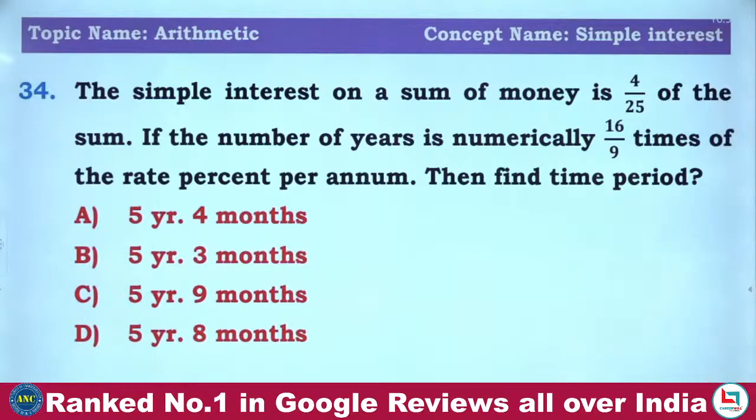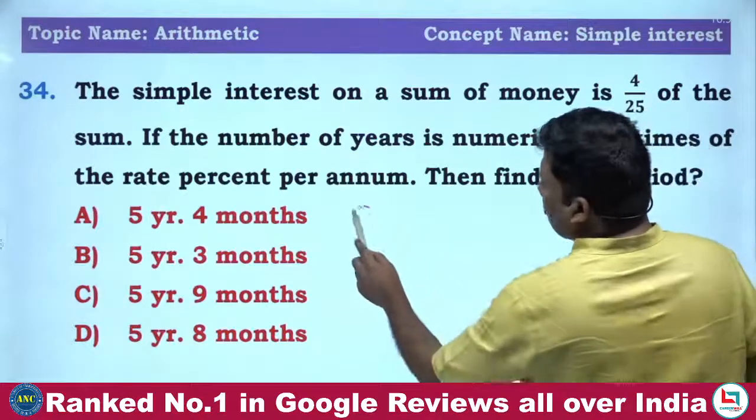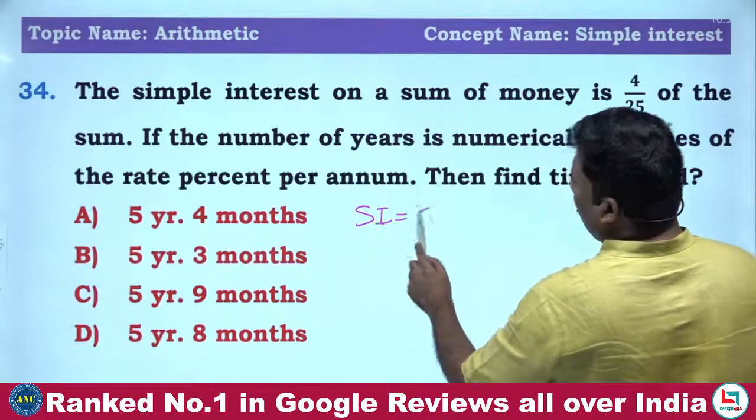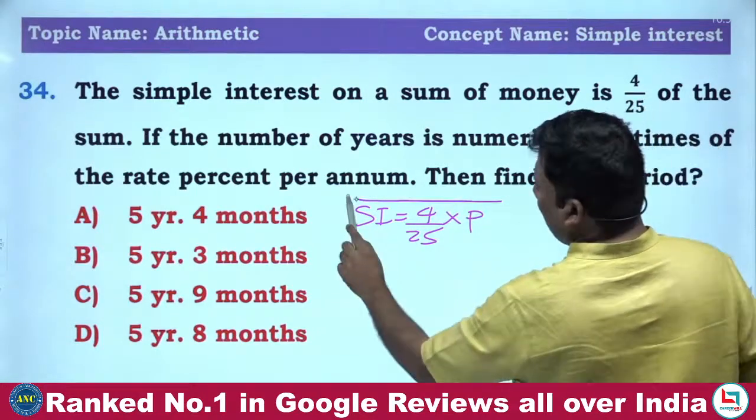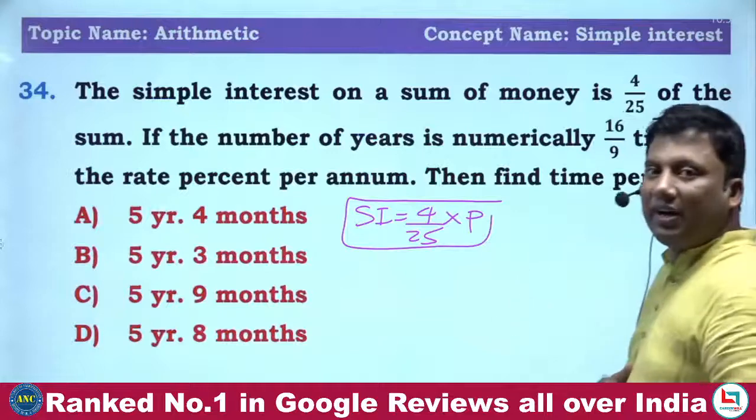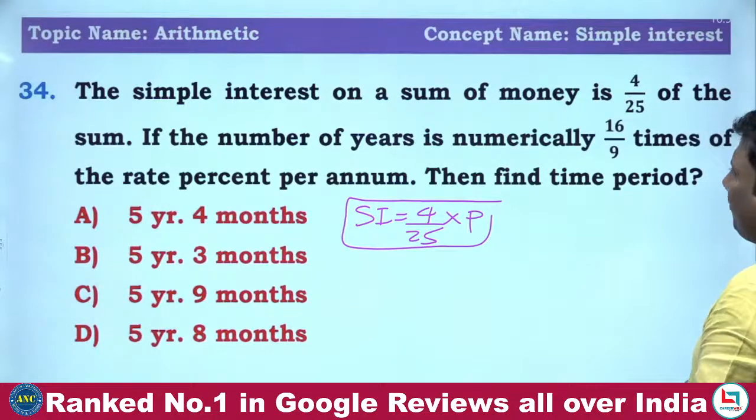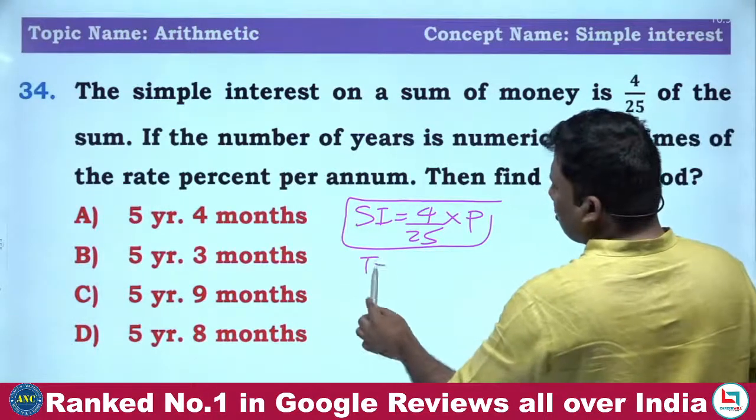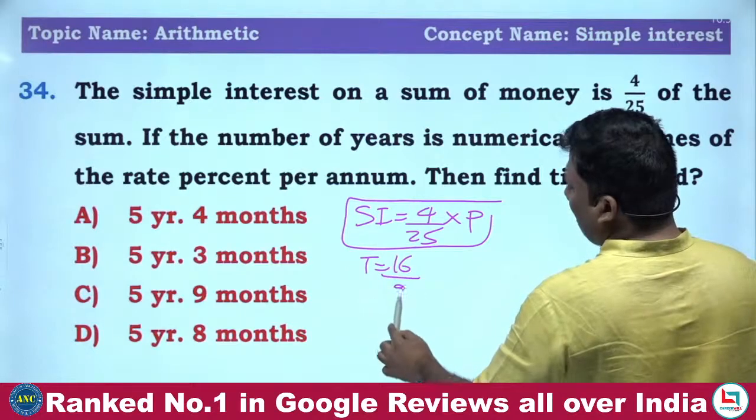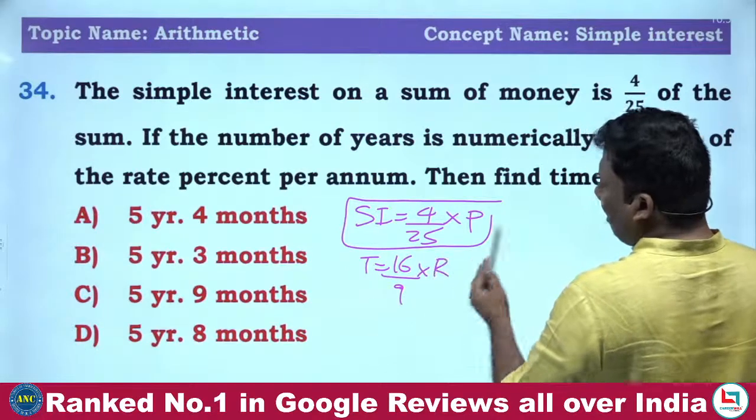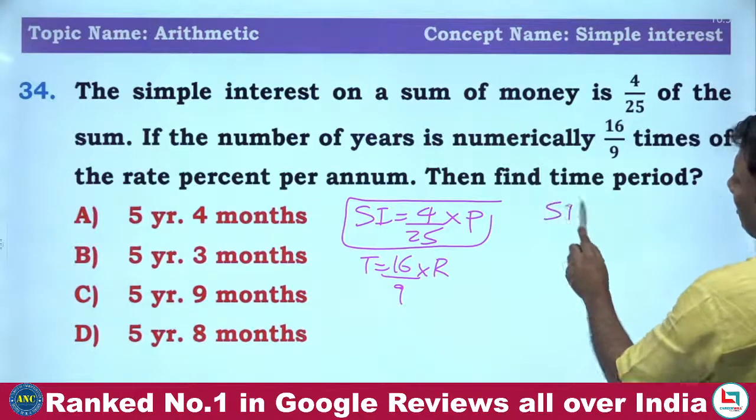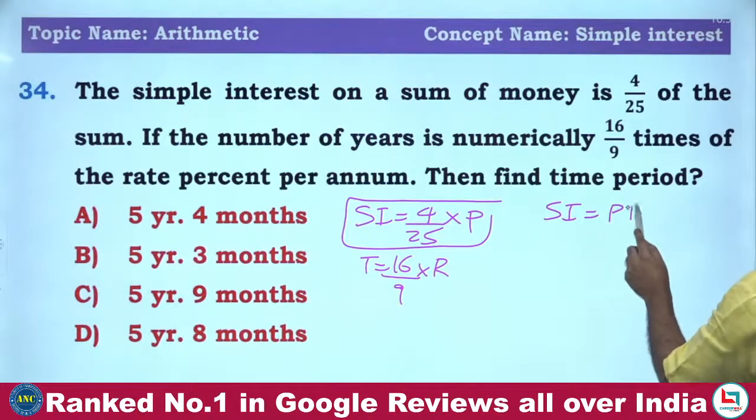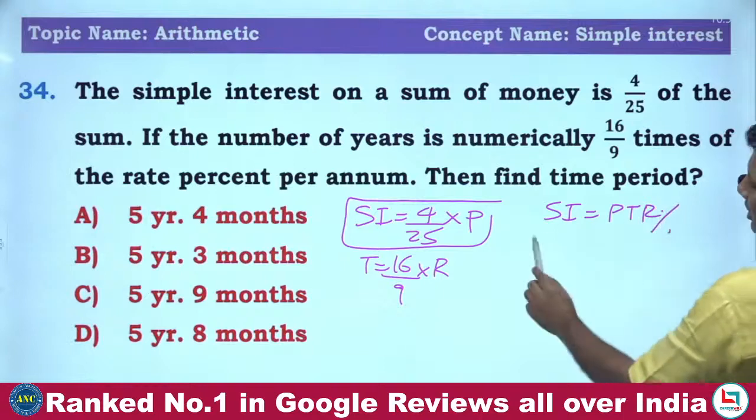Another question. Simple interest is 4 by 25 of this sum. SI is equivalent to 4 by 25 into principal. Number of years is equivalent to 16 by 9 of R. Find the time period. Simple interest is given by PTR percentage.